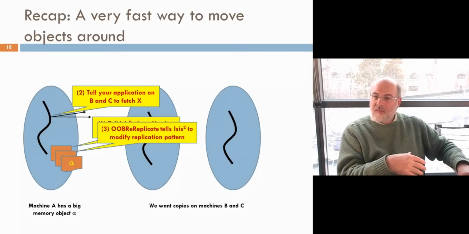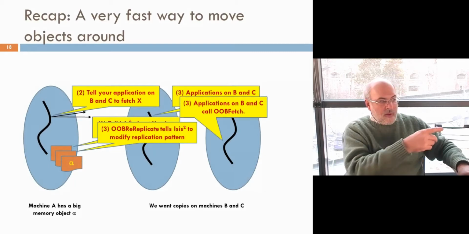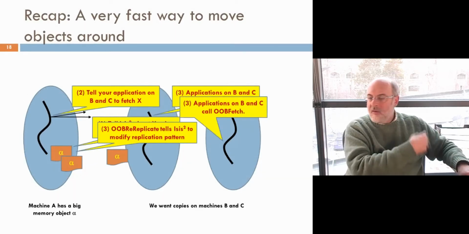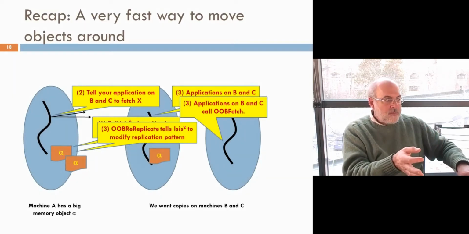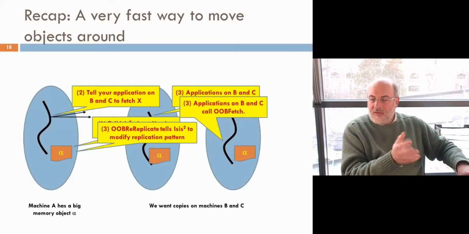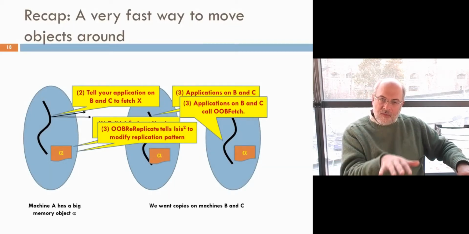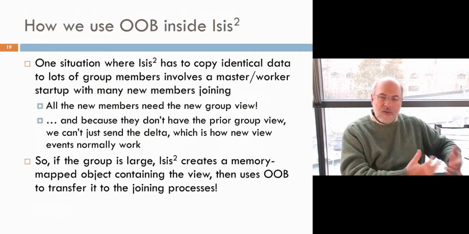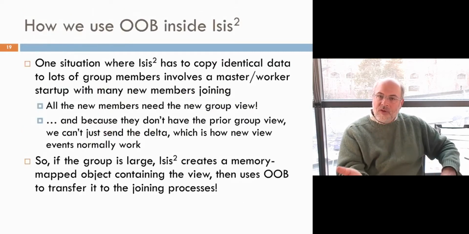We send a multicast or something that tells BNC to fetch the file. Re-replicate changes the replication pattern, and it's done concurrently with that. And these other guys call OOB fetch. In the background, the file gets moved, perhaps step by step, or perhaps if multicast is available directly in one operation, and we're done.